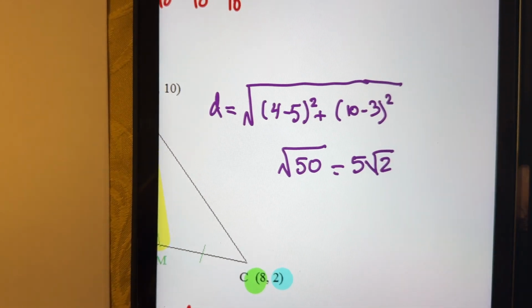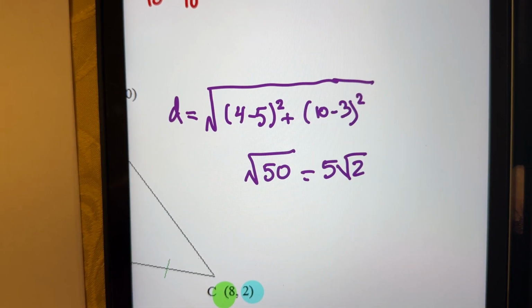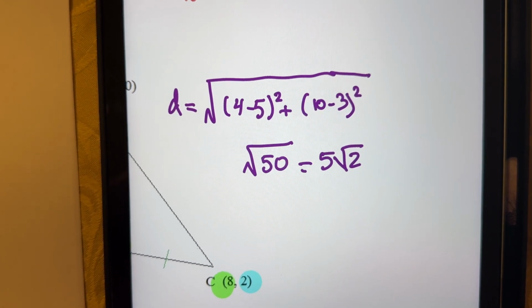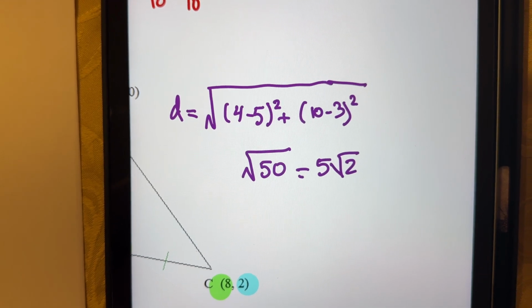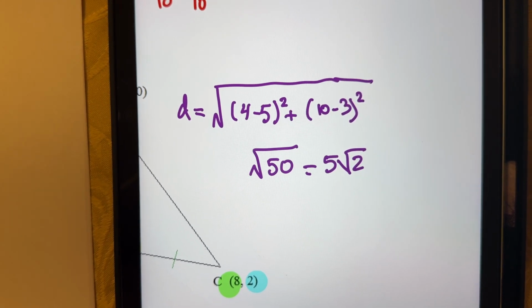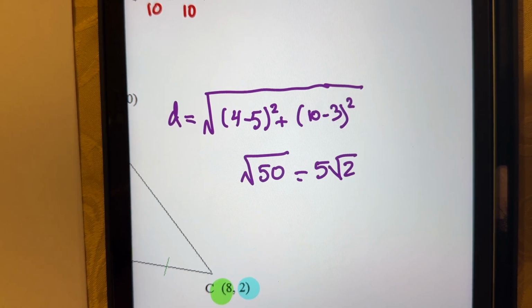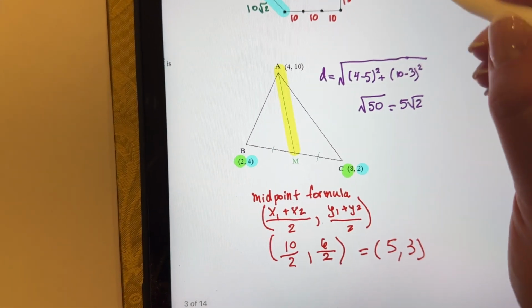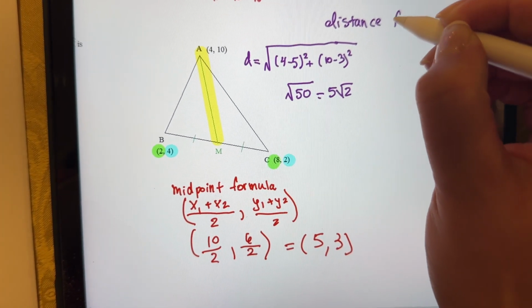The distance formula is really just the difference of our x values squared plus the difference of our y values squared, all under the radical sign, the square root sign. So definitely, if you're not comfortable with this formula, you want to review the distance formula. Notice in question 8, we use both the midpoint and the distance formula. So these are really crucial to review.